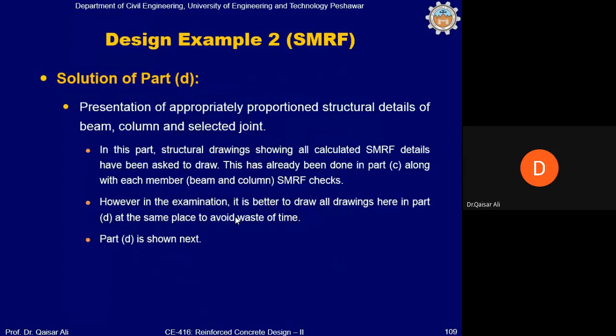The final part of this example is presentation of appropriately proportioned structural details of the beam, column and selected joint. In this part, you have been asked to draw structural drawings showing all calculated SMRF details. This has already been done in part C, along with each member's beam and column SMRF sketches. However, in the examination, it is better to draw all drawings here in part D. Part D is shown next.